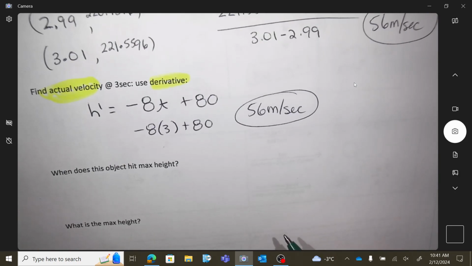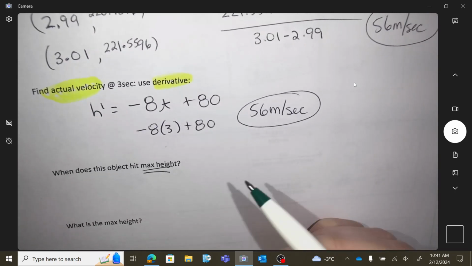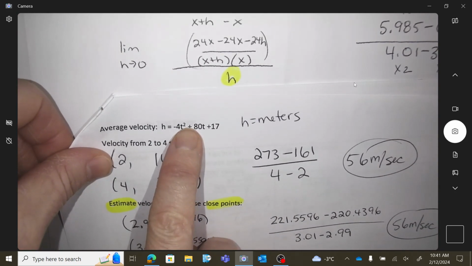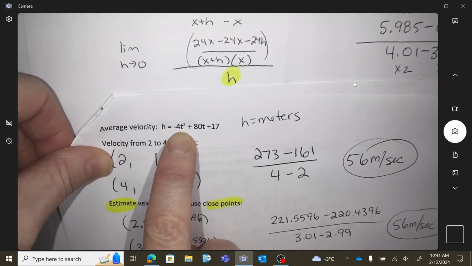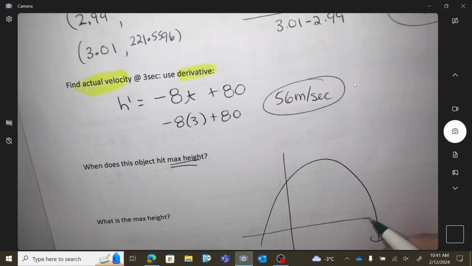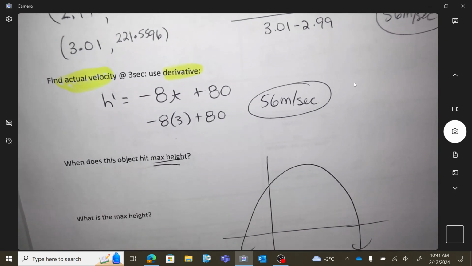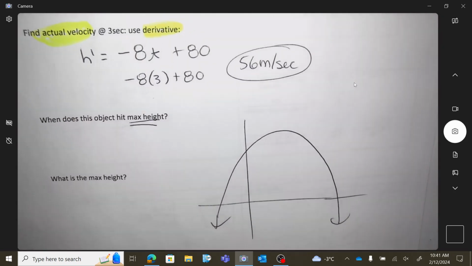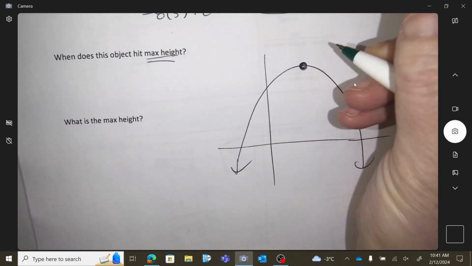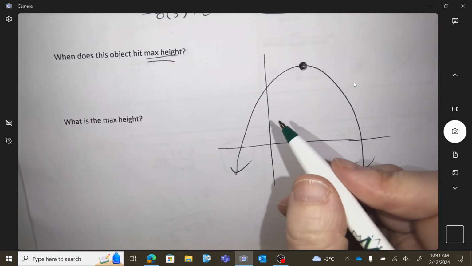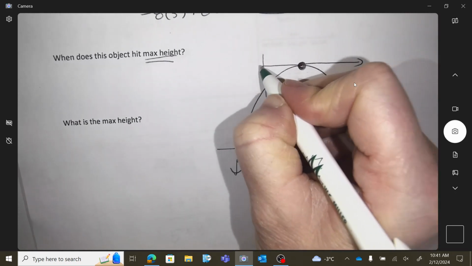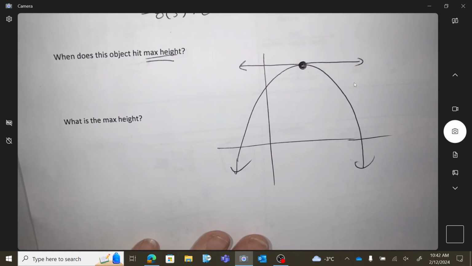Okay, when does this object reach max height? So you should understand this is a parabola. What do you know about this parabola? It's -4. So what do I know? It's a projectile like this. Negative parabola. So where does it hit the max? Right here. And if I had a tangent line, what would it look like? A tangent line would look like that.